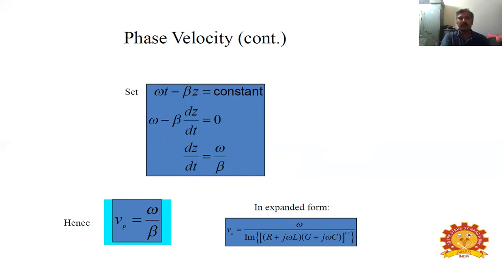So in expanded form, we can write Vp, that is the phase velocity, is equal to omega divided by beta, where beta can be written as the imaginary part of r plus j omega L into g plus j omega c to the power 1 by 2. That is, the imaginary part of root of r plus j omega L into g plus j omega c. So that is how the phase velocity has been described here.